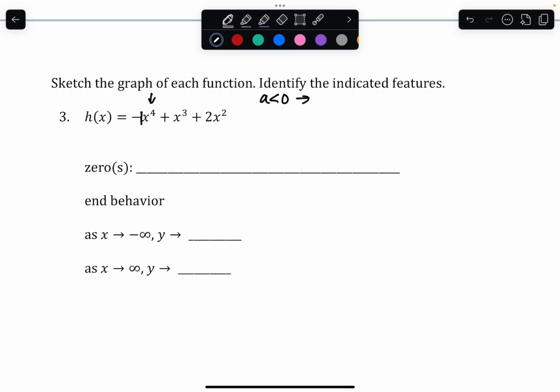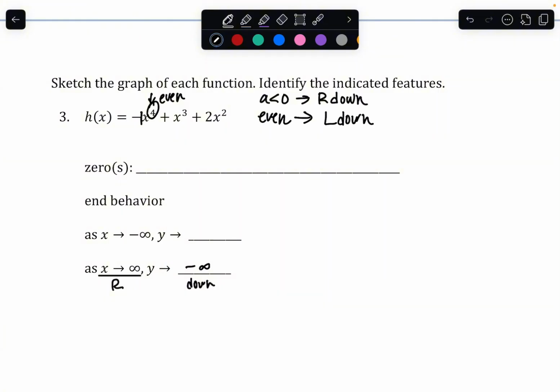And so that means it's going to be right side down. Okay, so as x goes to infinity, that's the right side. That means y is going down to -infinity. Okay, and then because we have an even degree, the left side is going to match. So as x goes to -infinity, that's our left side. -infinity is to the left. Y is also going to -infinity because it's going down.